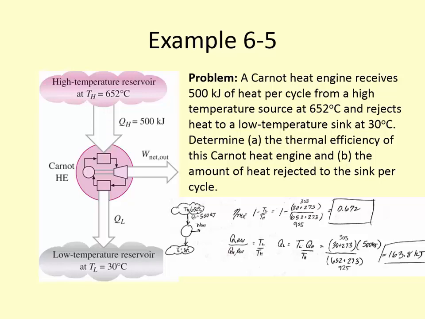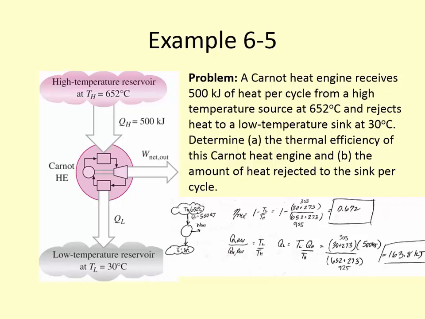Okay, so Q sub L is equal to T sub L over T sub H times Q sub H, which is equal to, again, using our conversion to convert to Kelvin, 30 plus 273 over 652 plus 273, multiplied by the 500, which is equal to 163.8 kilojoules. So you have 1 minus 0.672, which is 0.328, times 500. Okay, any questions on that?